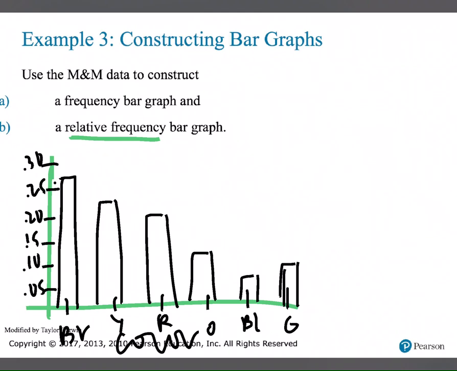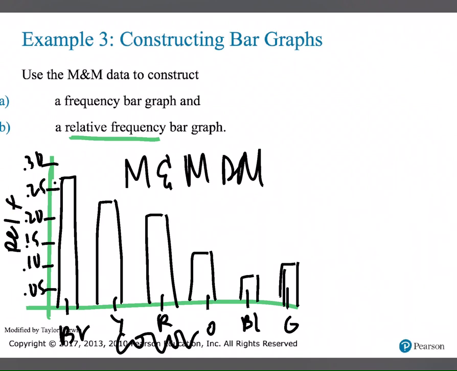So you can see that although the numbers on the vertical axis are different, and I need to label this M&M data, although the numbers are different, it still creates the same shape because it's relative to the frequency.